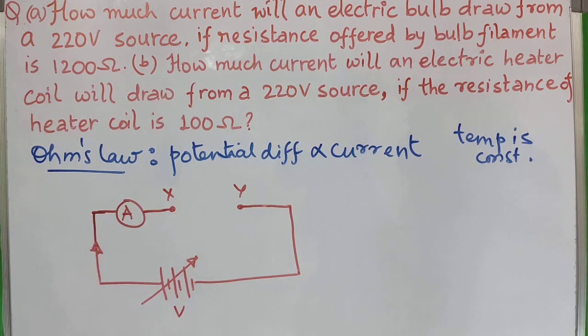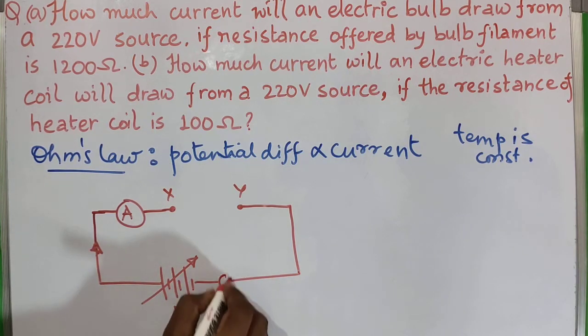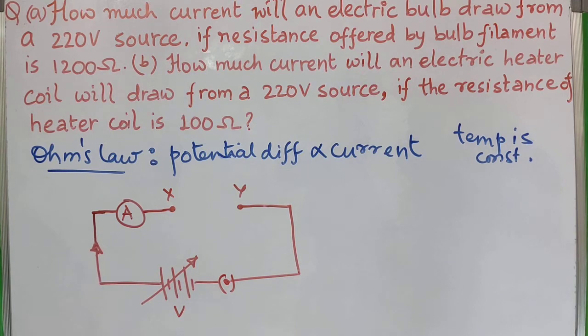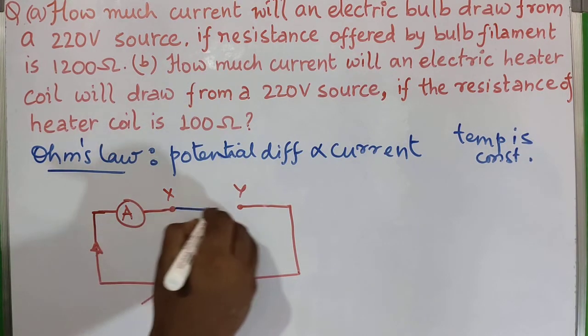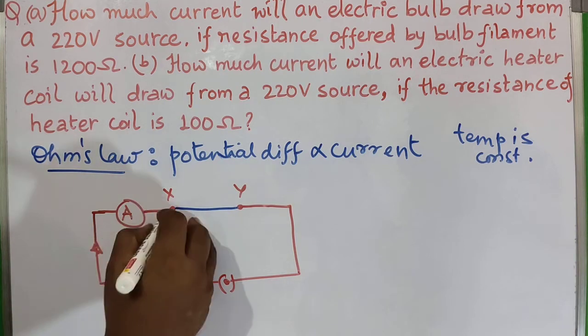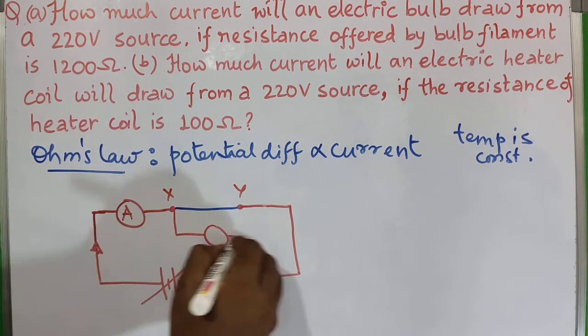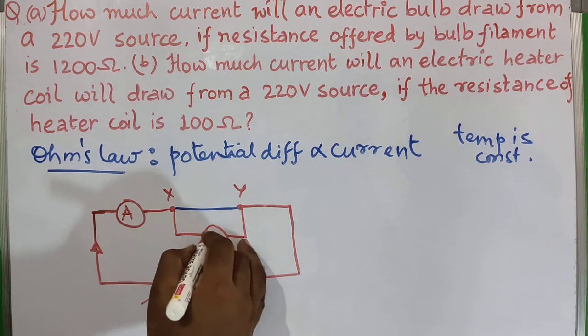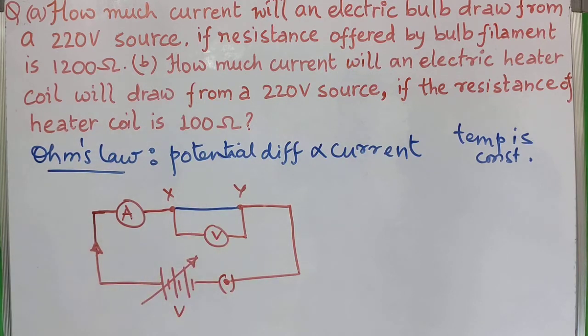Okay, so current will flow. Let us place one switch also here, and let me keep a conductor in between X and Y. I am also interested in measuring the voltage across X and Y. So for that I need a voltmeter.